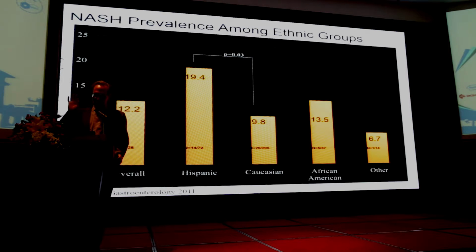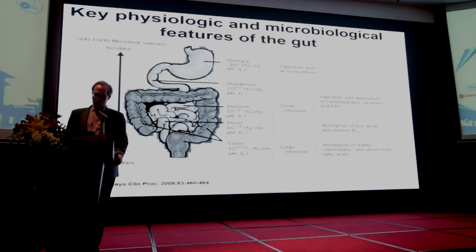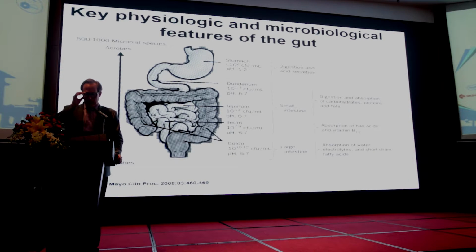A little bit more about Hispanics, Caucasians, African Americans. It's a little bit different study where now Hispanics were higher than Caucasians in terms of prevalence. So this has something to do with behavior, region, and genetics. So we are our environment.